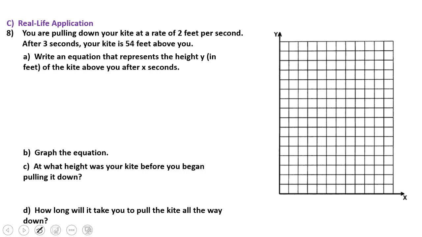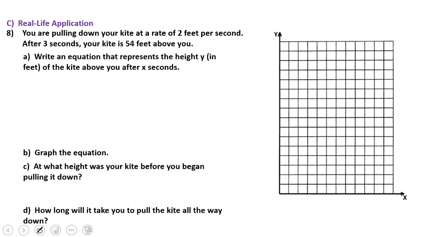Our last example, ladies and gentlemen, another real-life application, says you are pulling down your kite at a rate of 2 feet per second. After 3 seconds, your kite is 54 feet above you. Write an equation that represents the height, y, in feet, of the kite above you after x seconds. Graph the equation. At what height was your kite before you began pulling it down, and how long will it take you to pull down the kite all the way down?